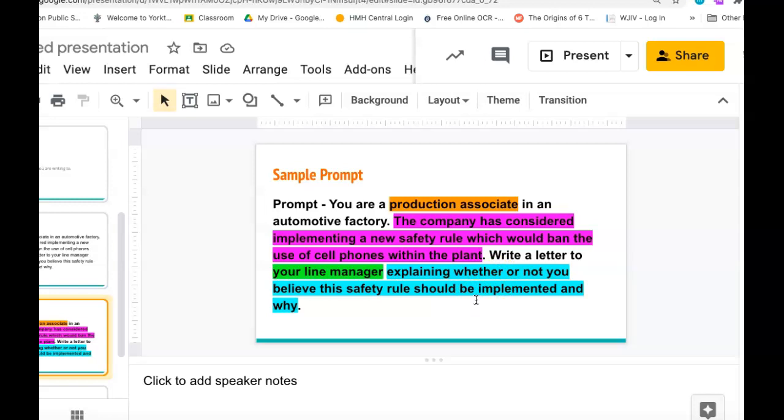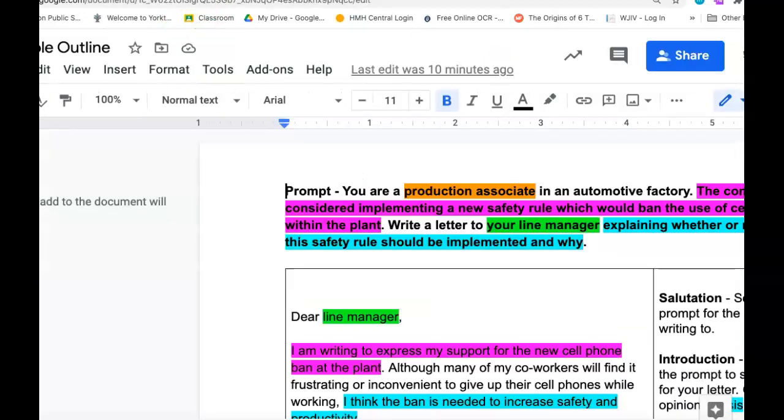Are you in favor of this rule? You think they should ban cell phones while people are working on cars? Or are you against the rule? Do you think people should have access to their cell phones wherever? So we're going to work through this one together before you work on one on your own.